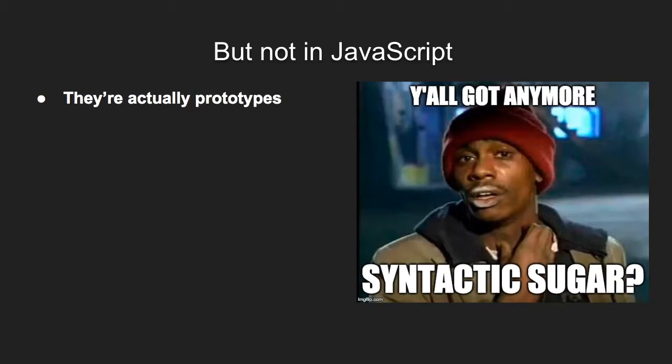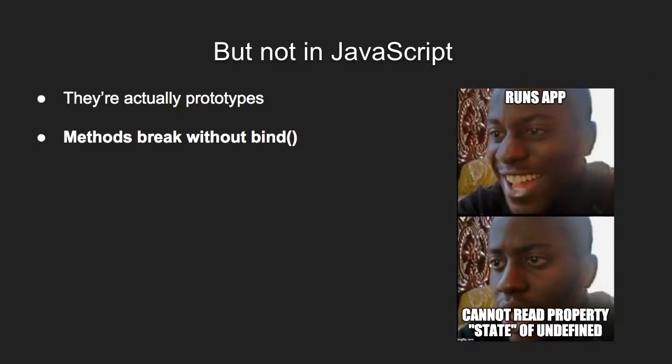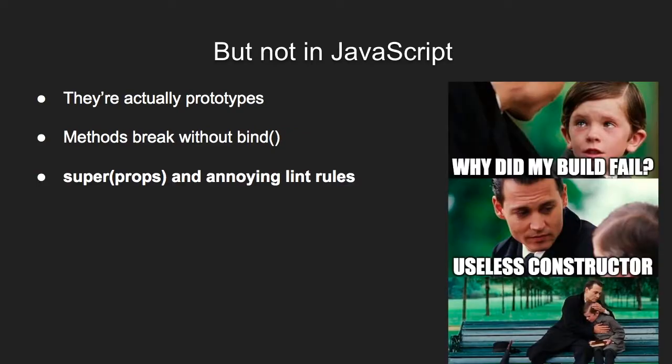Second, especially with React components, if you forget to do this weird bind syntax in your constructor, then you can end up like this guy, where you run your application and your this variable points to undefined, and you get cannot read property state of undefined, or cannot read property whatever of undefined. This is just a nuance of JavaScript classes that you're not going to see anywhere else, so having to remember that can waste time, and it's annoying. Also, really annoying lint rules and super props, having to worry about that.